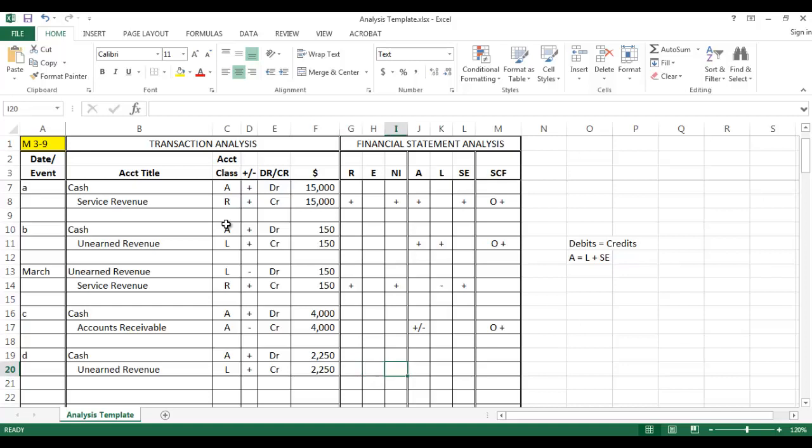Again, no income statement effect here. On the balance sheet, we see an increase in our assets and an increase in our liabilities. And on the statement of cash flows, we have another operating inflow.